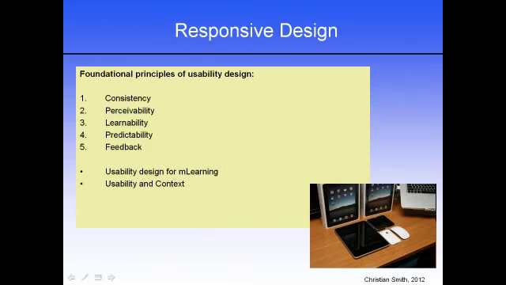We discussed 5 of the foundational principles of usability design, being consistency, perceivability, learnability, predictability, and feedback. We also learned about ways to design instructional material for mobile learning, including considering the contextual elements of how your users will consume the material through different electronic devices. Now we will take a look at responsive design.